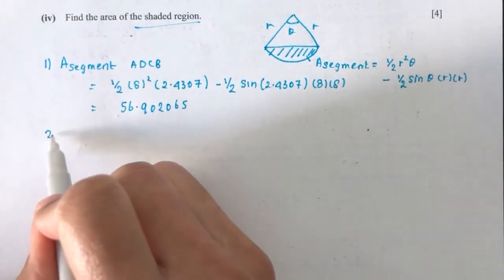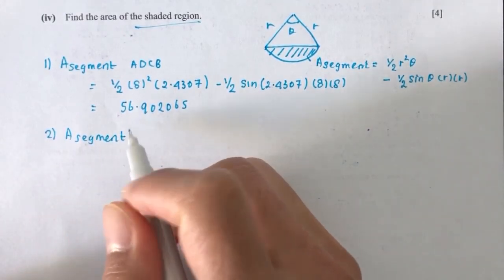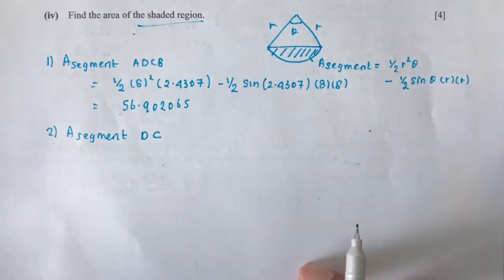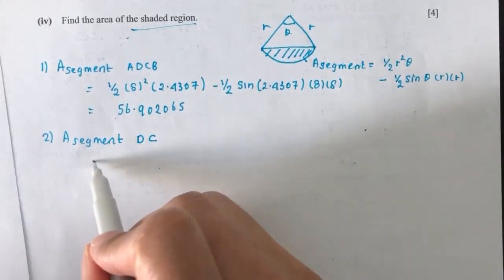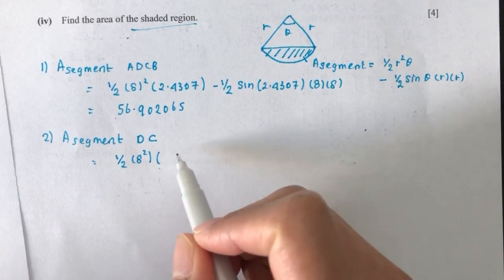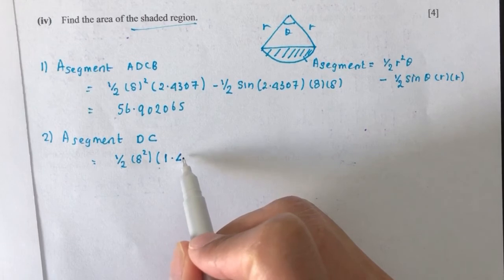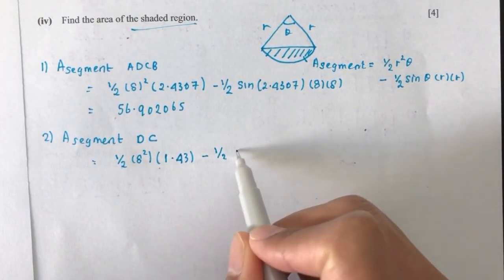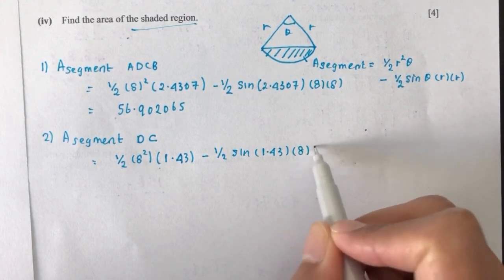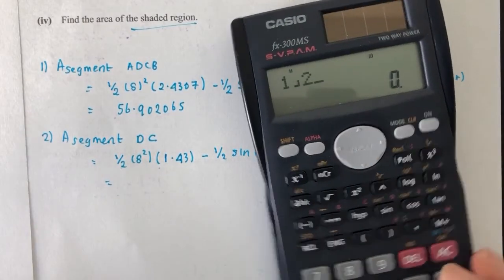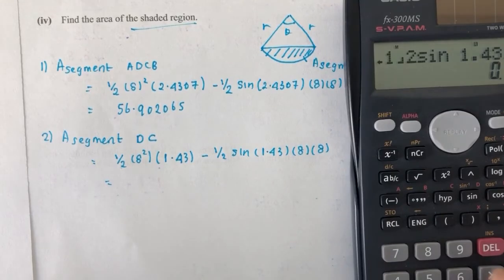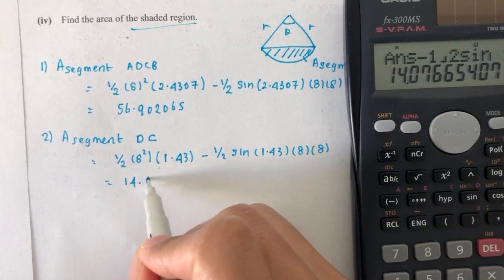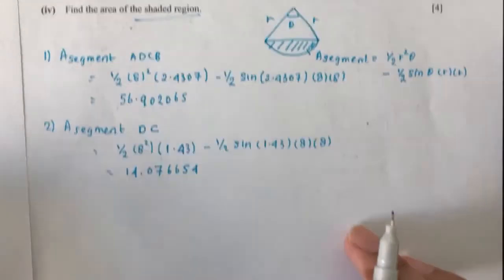Now part 2, let's find the area of segment DC, which is this one. So now we have this big one, let's find this one. This one will use the same formula, which is half R squared theta minus half sine theta times R times R. The radius is still the same, just the angle has changed to 1.43 as in part 2 of this question. So half times 64 times 1.43 minus half times sine of 1.43 times 8 times 8. That will be 14.076654.